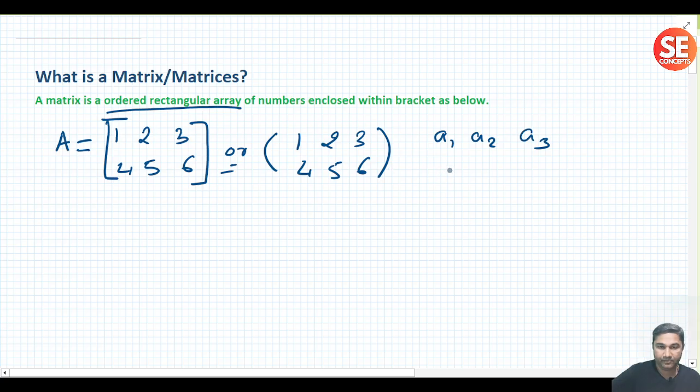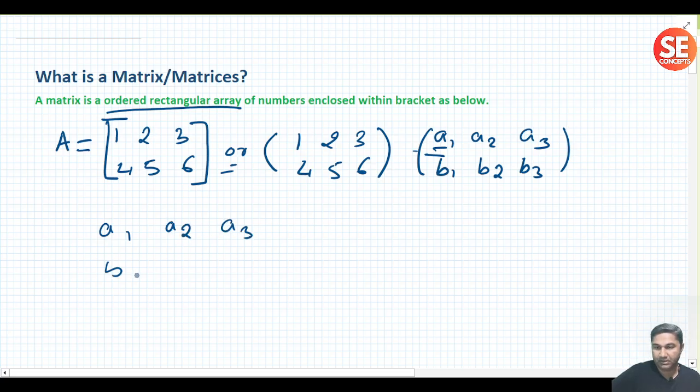B1, B2, B3. So this can also be written as a matrix. If you see here in a matrix, these are called elements, or you can simply call them numbers. This A1, A2, A3, B1, B2, B3.